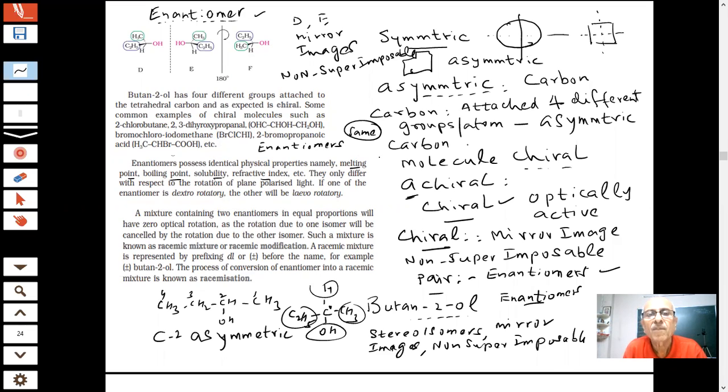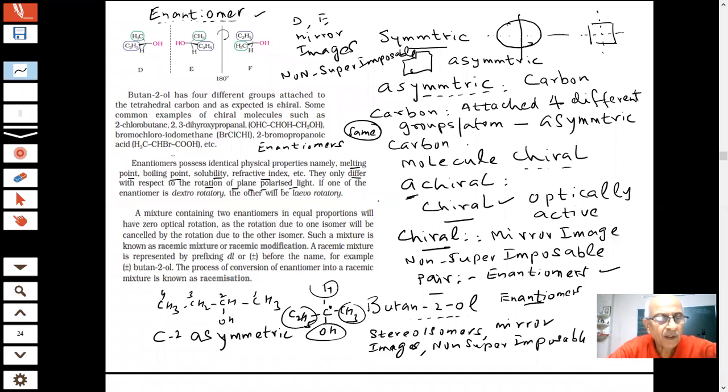Okay, yes. What I am saying is, rotation of plane polarized light. They differ only in this. Experimentally, how will I know? They will be rotating plane polarized light in different directions. And that is what we say they are enantiomers. What are they? Enantiomers, students. Clear?